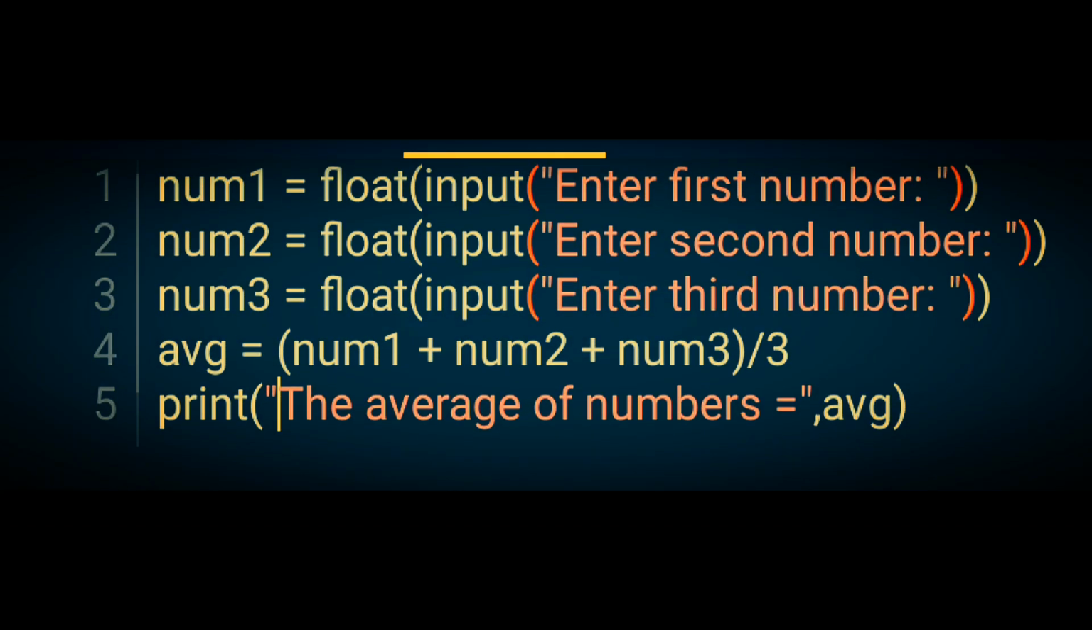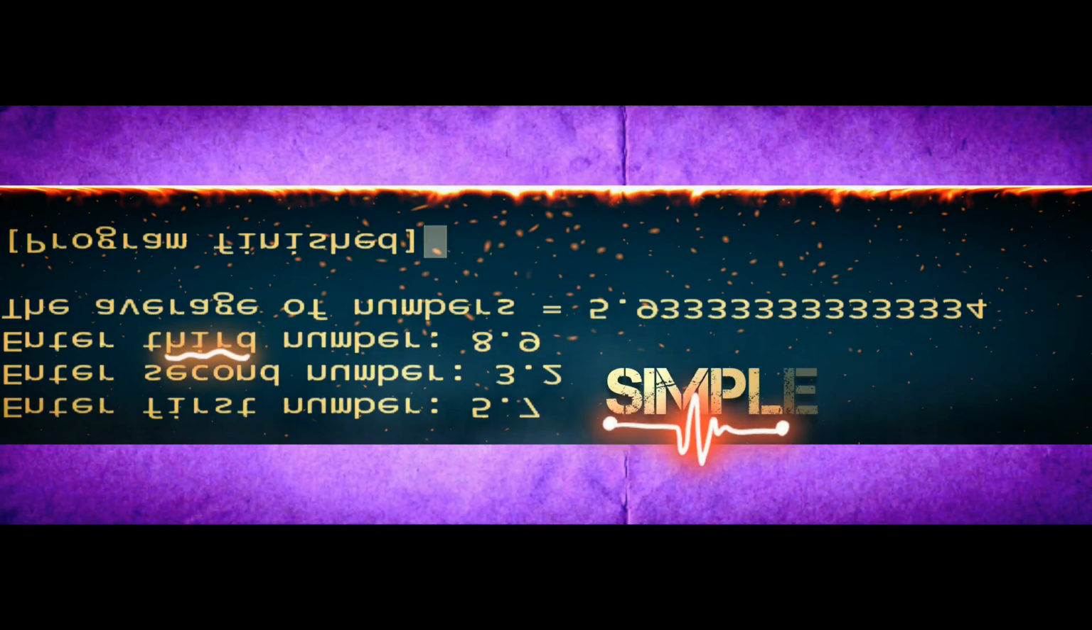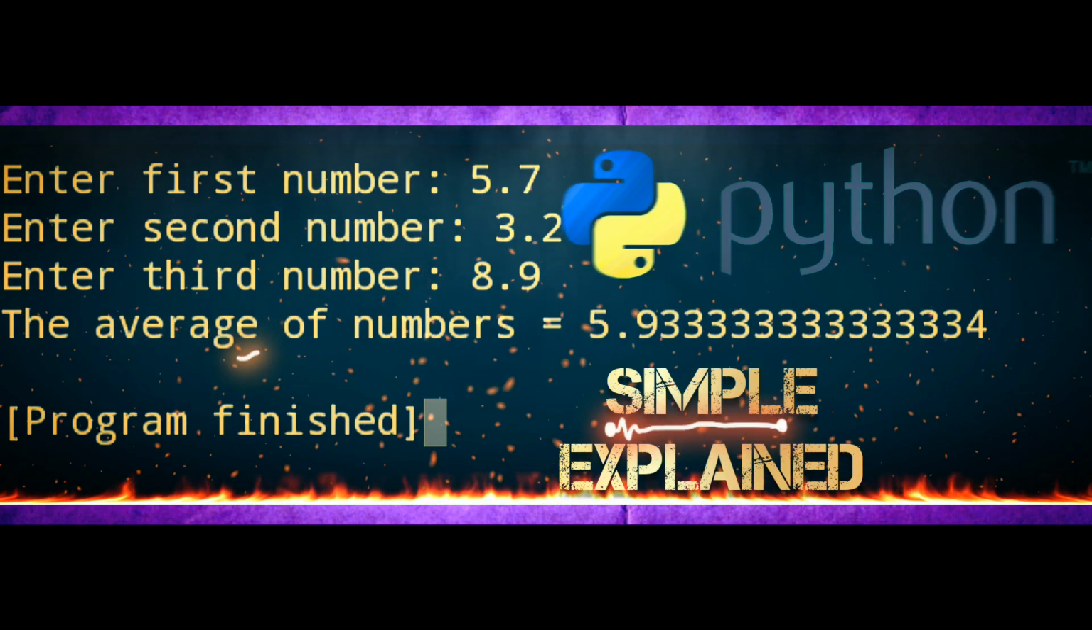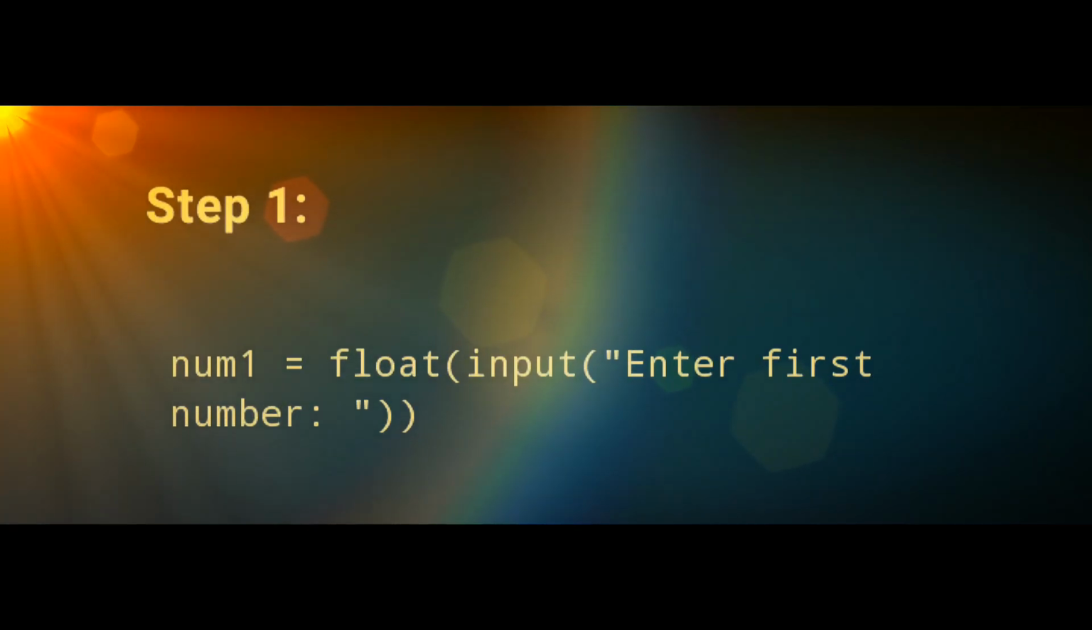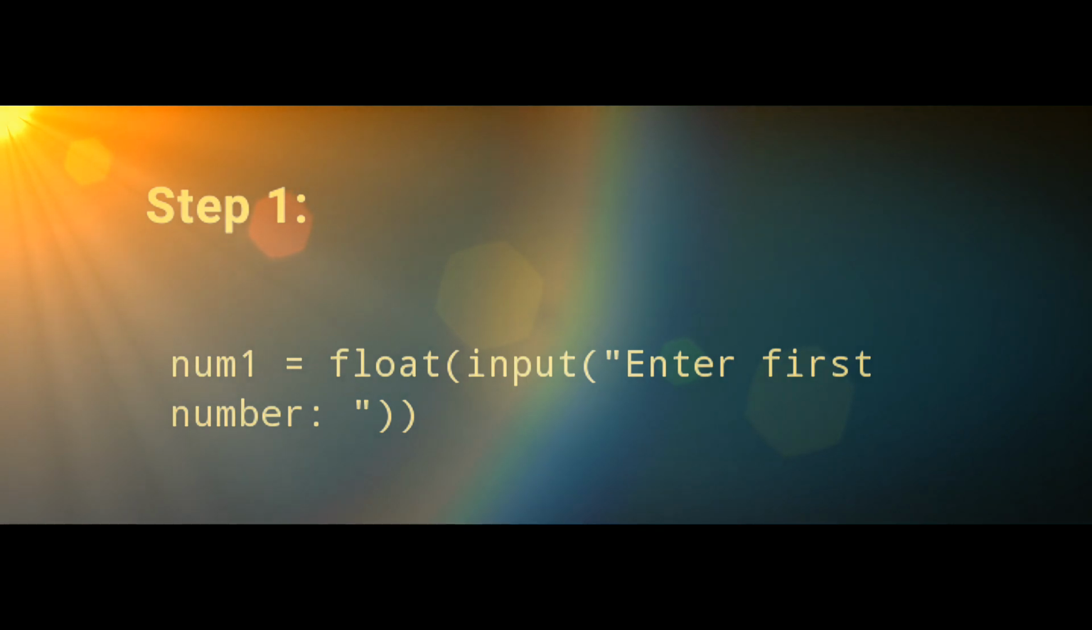Namaskar. Let's break down a simple program step by step to find the average of three numbers. Step 1: num_1 = float(input("Enter first number: ")).